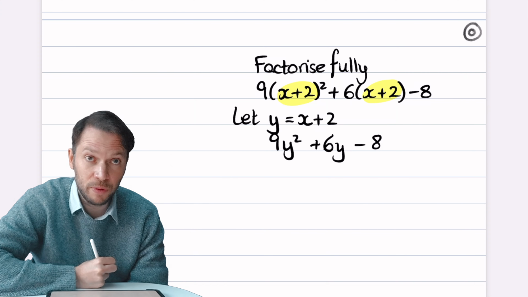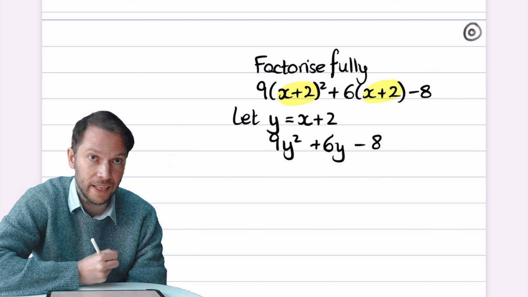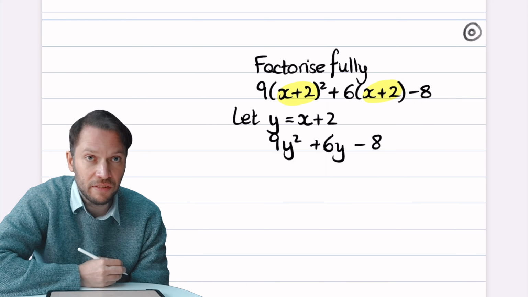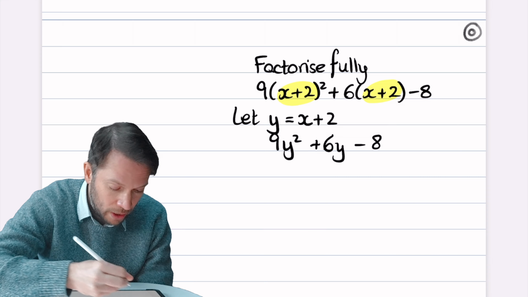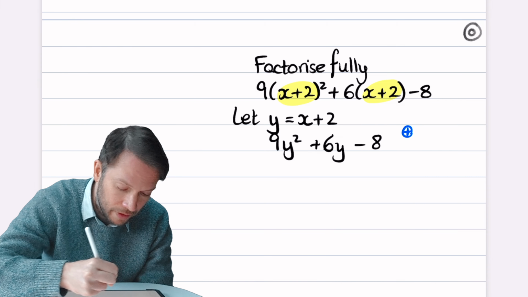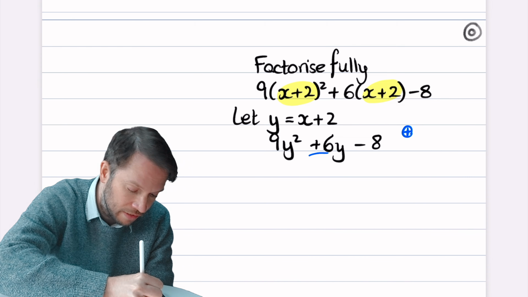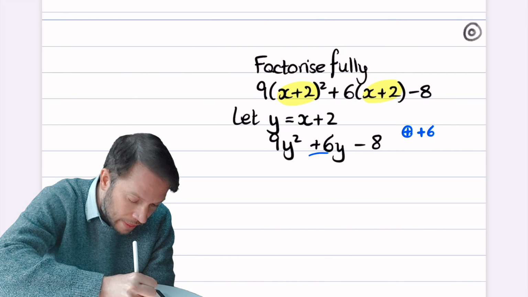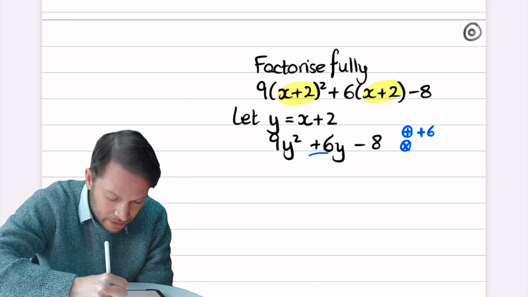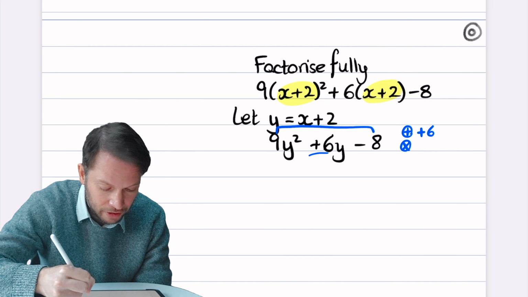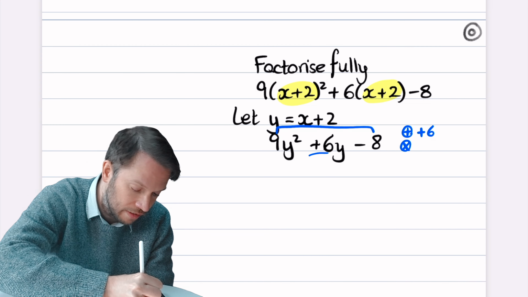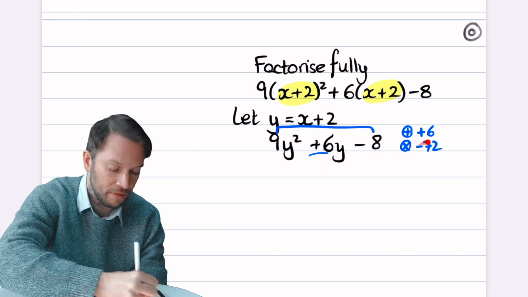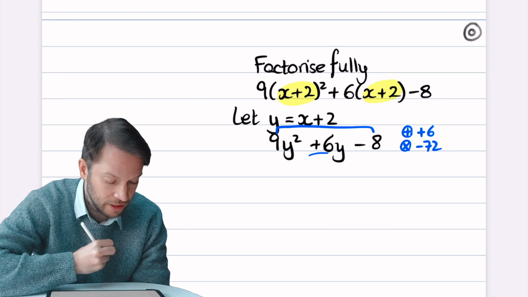And that's great because we've now got a more traditional quadratic, which in previous skills we've seen how we can factorise. So let's remind ourselves how we factorise this. We need two numbers that add to give the middle number of plus 6, the coefficient of the y term or the x term, whatever you have, and they multiply to give the first times the last number. So 9 times minus 8 is minus 72. So we need two numbers which add to give 6 and times to give minus 72.